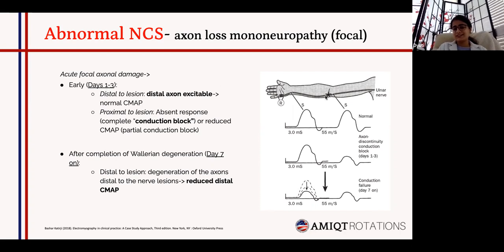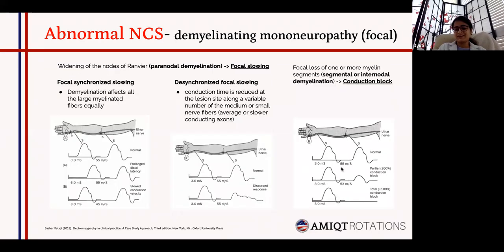In that case, this distal axon does not have enough time to undergo Wallerian degeneration, and this axon would be excitable. If you stimulate the nerve at this point, you will get a normal response like it's seen here. And if you stimulate here, you will get a reduced amplitude, exactly the same as the conduction block that was seen in the previous slide.